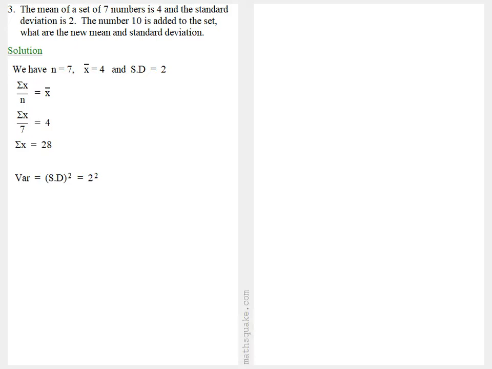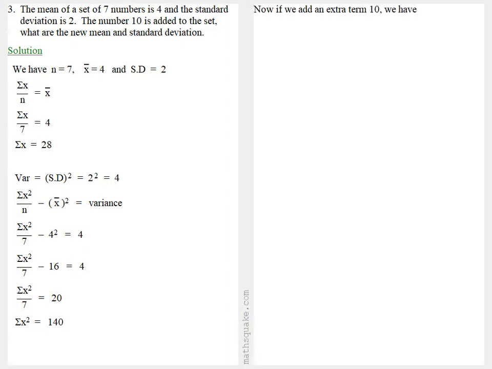Now we know the variance is equal to the standard deviation squared, which is 2 squared, or 4. And we also know the variance is equal to sigma x squared over n minus the mean squared, x bar squared. So, sigma x squared over 7 minus 4 squared is equal to 4. Sigma x squared over 7 minus 16 is equal to 4, so sigma x squared over 7 is 20, or sigma x squared is equal to 140. All the terms squared and added come to 140.